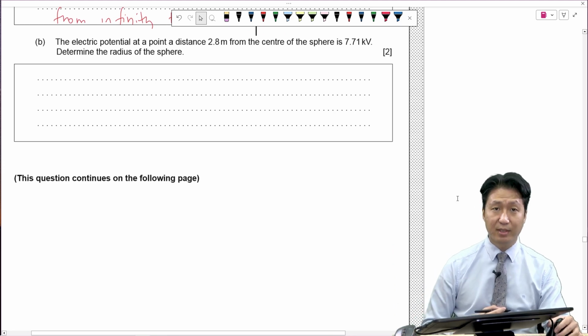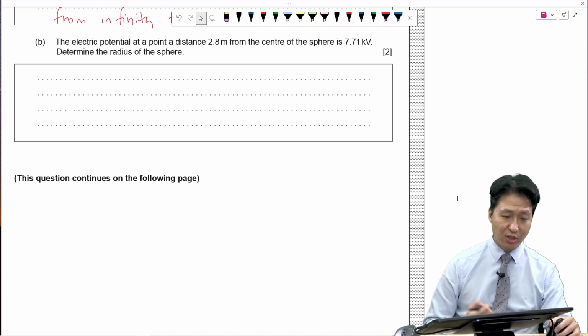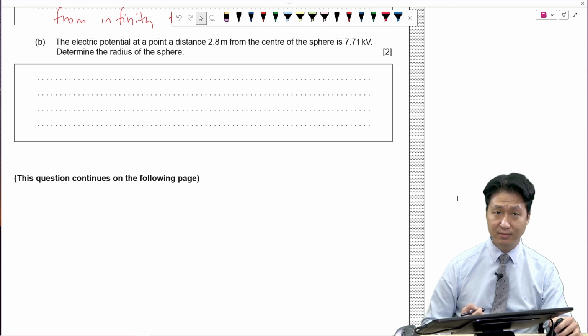Part B. The electric potential at a point at a distance 2.8 from the center of the sphere is 7.71 kilovolts. Determine the radius of the sphere.